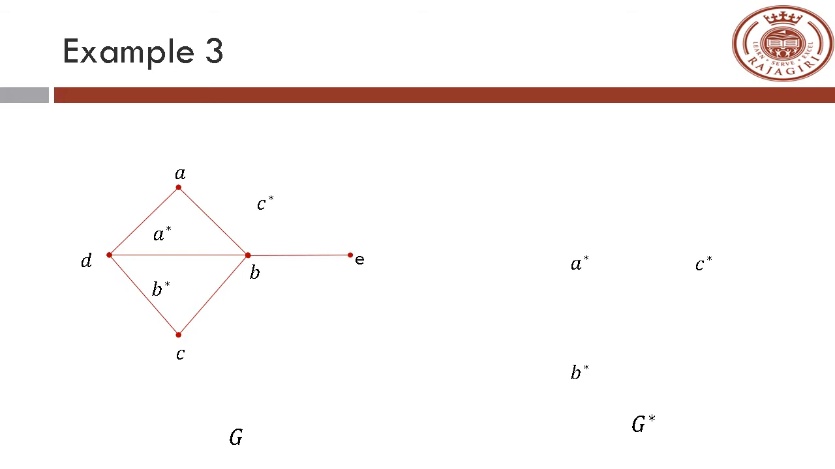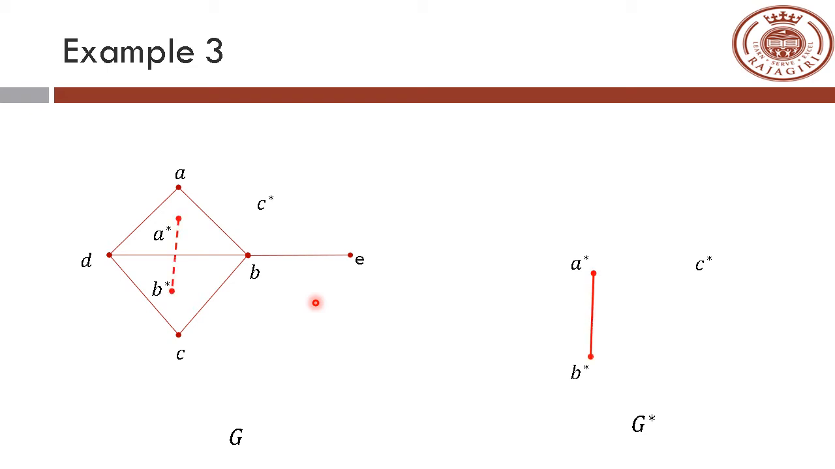Example 3. Consider a planar graph with 5 vertices A, B, C, D and E. This planar graph divides the plane into 3 regions. You have 2 interior regions and 1 exterior region. Placing 2 vertices in the interior regions as A star and B star and the exterior region by the vertex C star, we construct the dual graph.